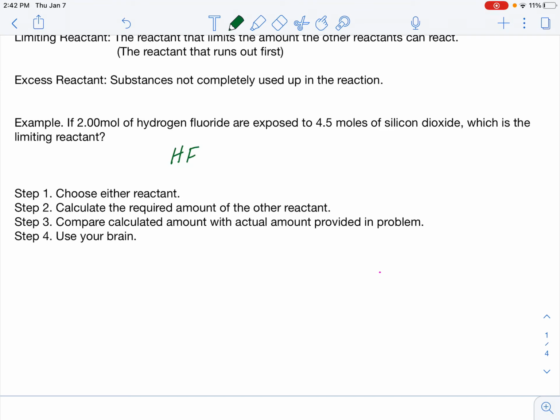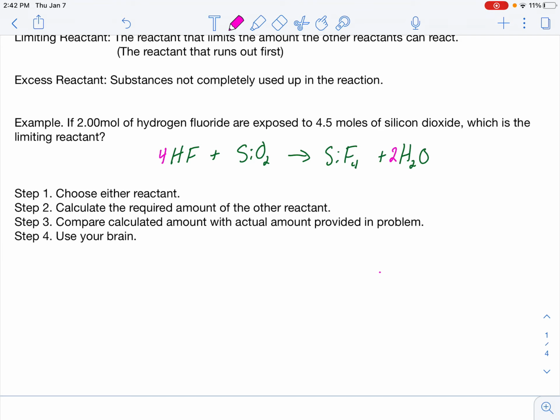So we're going to have our HF plus our SiO2. And I don't know if you guys would be able to predict these products or not, but it's fine if you can't. We would have SiF4 and, I don't know, some H2O. All right, so that's the stuff. Notice how it's not balanced, so we do need to balance it. We'll put a 4 here, a 2 here, and now we have a balanced chemical equation.